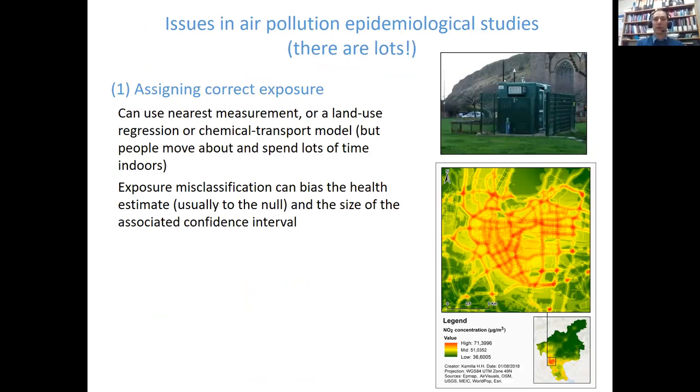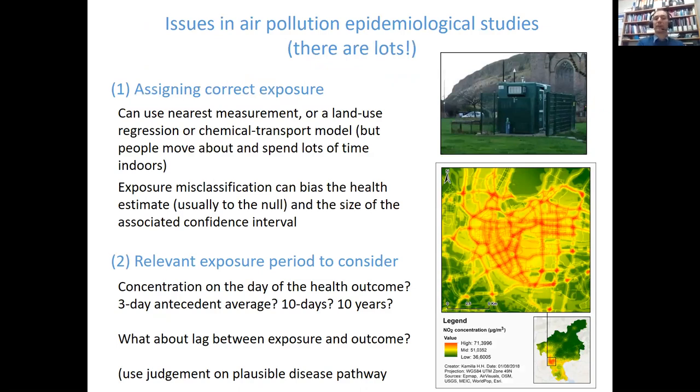It's also the issue that people move about. So for example, if I die, then my mortality will be associated with my residential address, but I spend a lot of my time at work and that's not where I live. So there's misclassification there. So there are issues with exposure misclassification. And this can lead to biases in the health estimate that we extract out of these epidemiological studies.